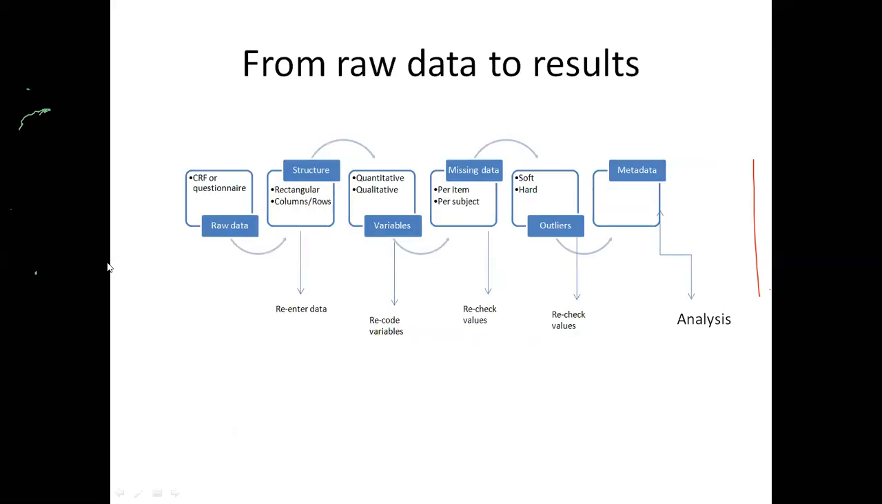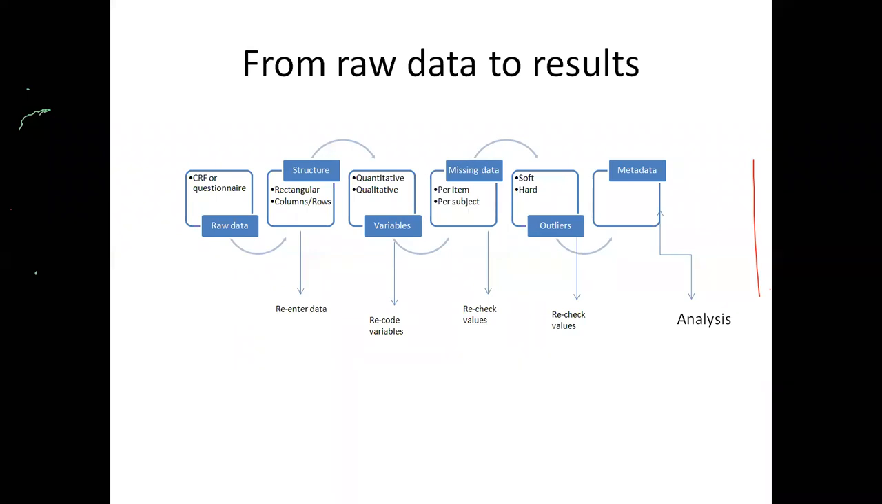So that's the final part, where you start with a CRF or a questionnaire. You put them in a particular structure, which I told you about, rectangular with columns meant for variables and rows meant for ID. You enter mostly 2 types of variables, numeric and non-numeric variables. If it's non-numeric variables, you code them, and you have labels for those codes. Then you go through the data set, checking for missing data, either by each of the variables, or you look through each of the subjects and see if there are any particular patterns.